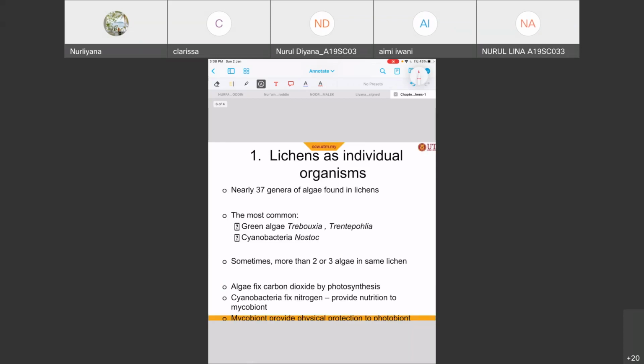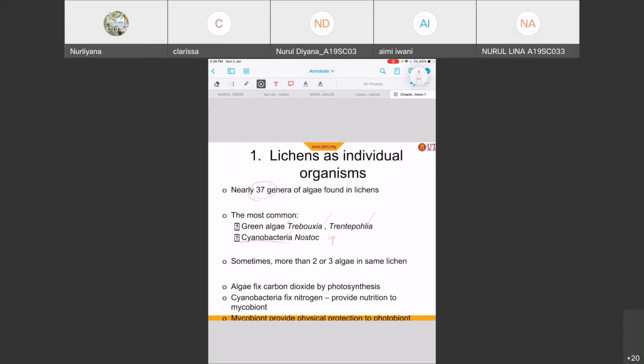Okay, there are 37 genera of algae found in lichens, and the most common, like I said, are the green algae and also the cyanobacteria types. These are very common examples of algae, which are Trebouxia and Trentepohlia, while the cyanobacteria type is the Nostoc species. And sometimes you can also see a combination of two or more algae, for example, 2 or 3 algae in the same lichen. So the function of algae in lichen is to fix the carbon dioxide so that it can do the photosynthesis process.